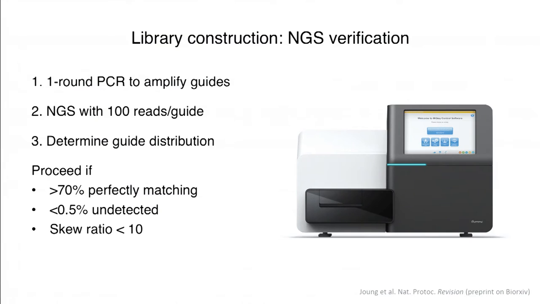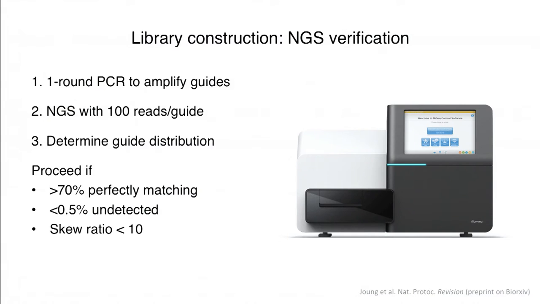So we recommend for NGS analysis of sgRNA distribution to do a one-round PCR because this is cleaner and much easier. And so we have provided very long one-round NGS primers for doing this. And after sequencing on the MiSeq, you can determine the guide distribution by counting the number of times you see a read with a particular guide target sequence. And we also provide scripts for doing this.